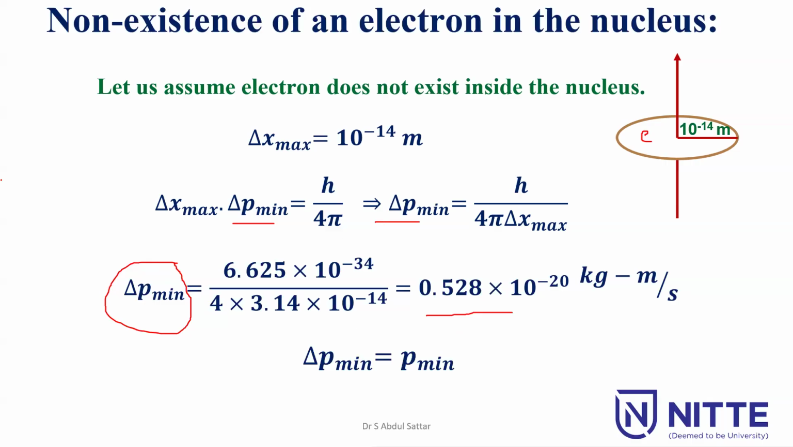By taking this p minimum value, we can find the minimum energy value. To find the minimum energy value, we are using the relativistic energy formula because with this momentum, the electron moves with velocity almost in the order of velocity of light. In that velocity range, the classical theory will not work out. Newtonian mechanics will not be valid. That's why we have to take the relativistic formula.